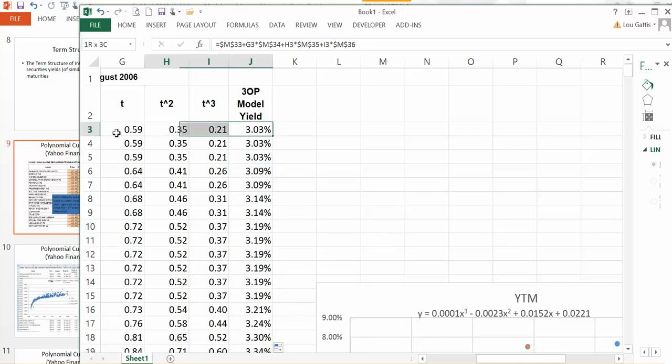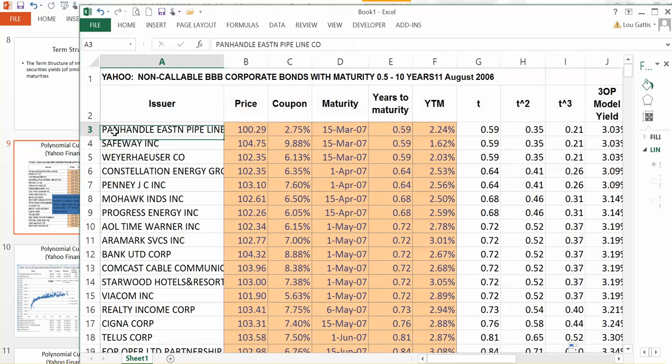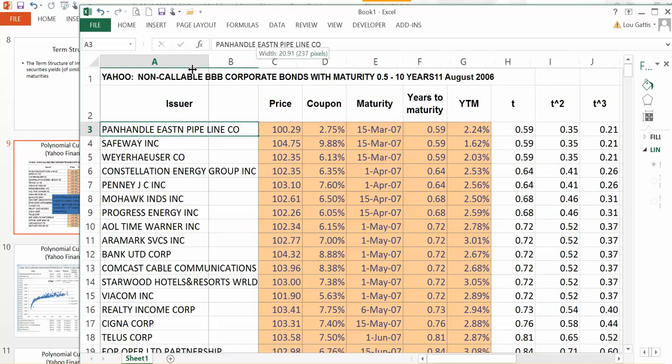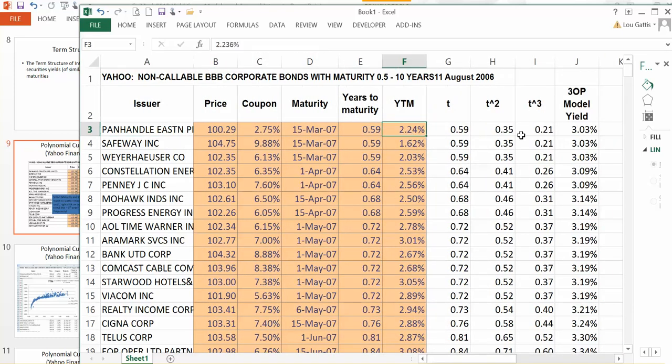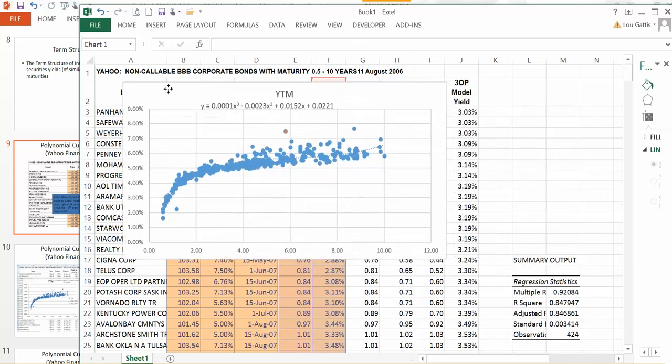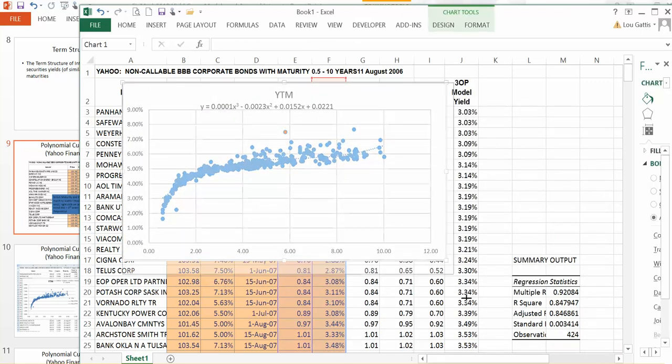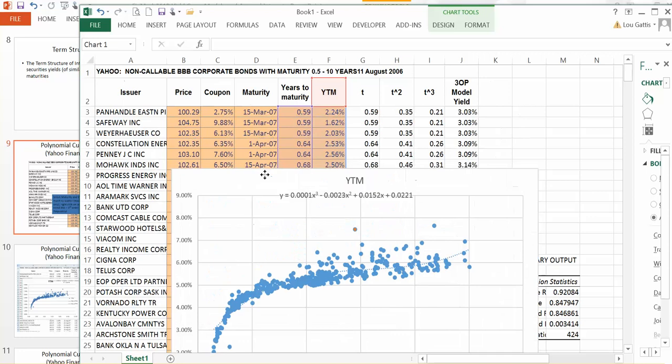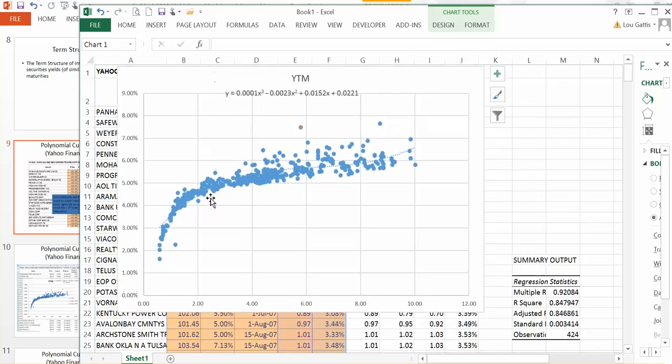So 3.03%. This first bond, the Panhandle Eastern Pipeline Company bond, has a yield of 2.24. My model says it should have a yield of 3.03. Let's see what that means. That shortest bond has a yield of 2.24. It looks like it's this bond right here. If it were on this line, it would be 3.03, which would be up here.